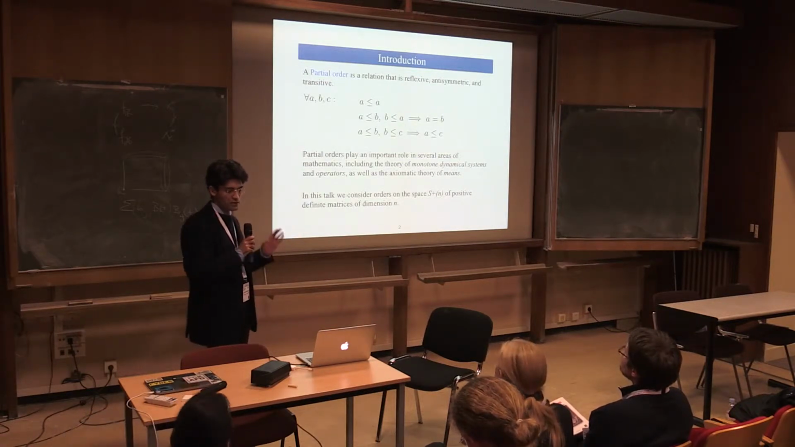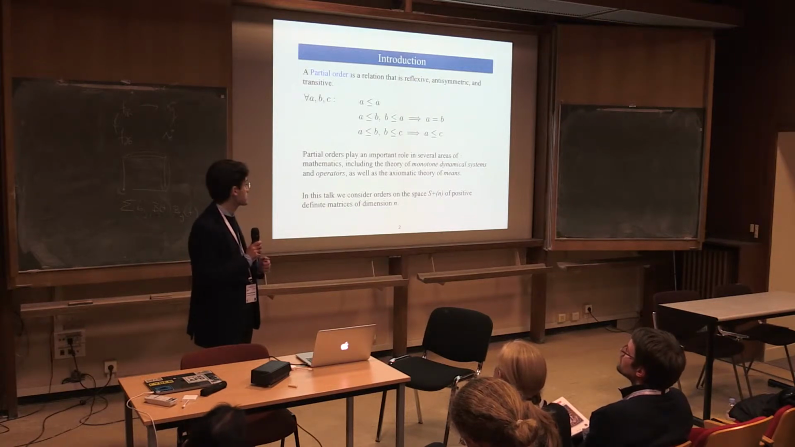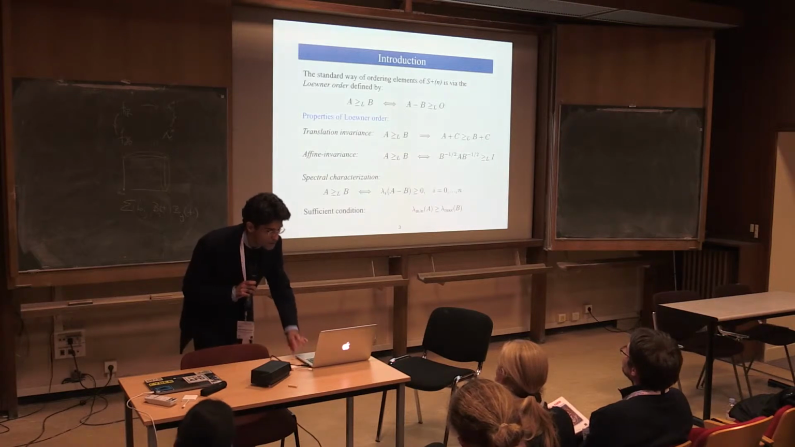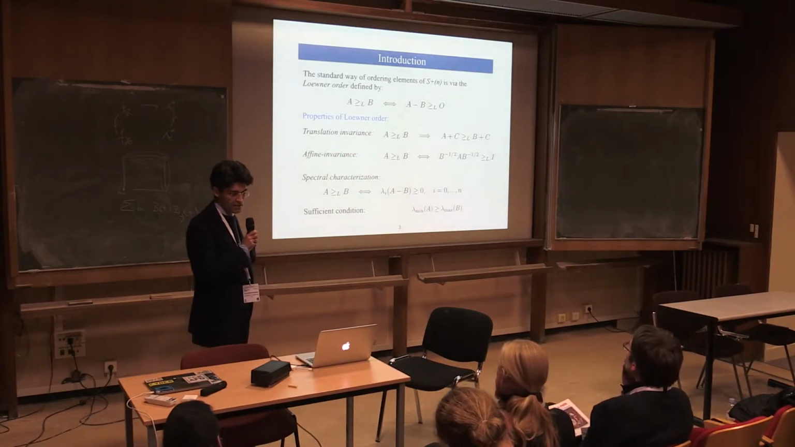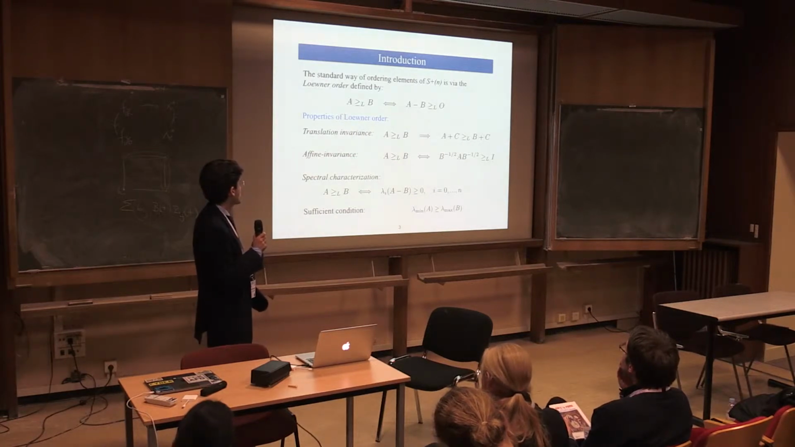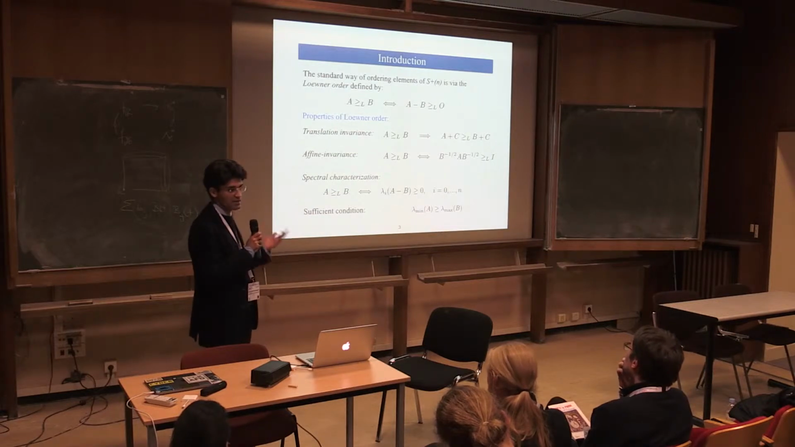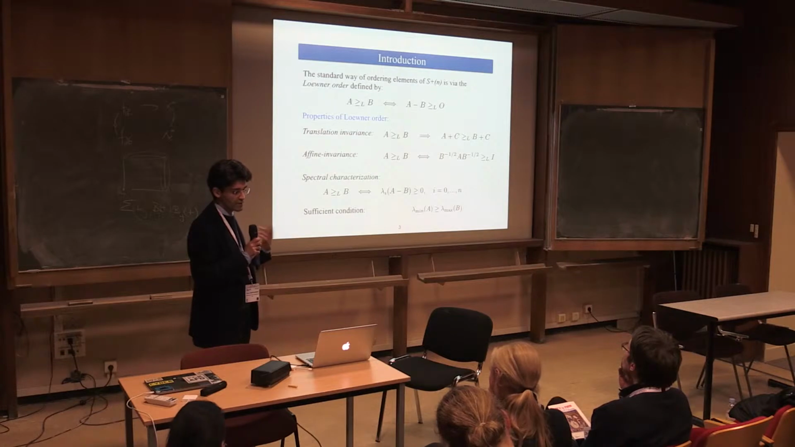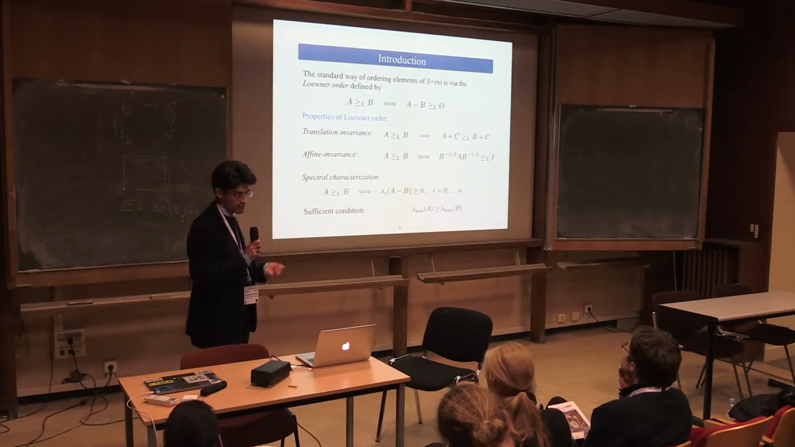In this talk, we're going to focus on the space S plus n of positive definite matrices of a fixed dimension n. The standard way of ordering elements of S plus n is by the Löwner order, whereby we say that A is greater than or equal to B if and only if A minus B is positive semi-definite as a matrix.